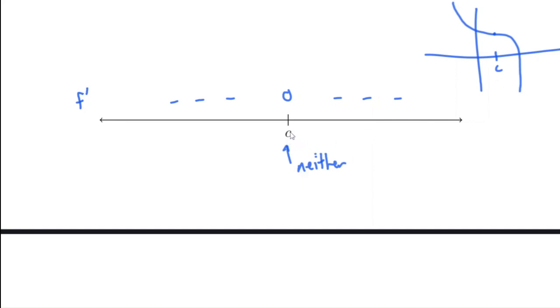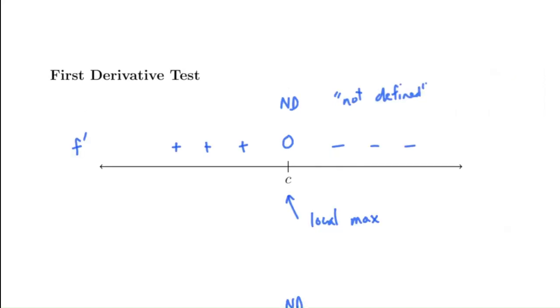So again, these critical numbers are candidates for where local extrema might occur. But you could have neither a local max nor a local min. Just because you have a critical number, it doesn't guarantee that you'll have a local max or a local min, but it's a candidate for where you could have one. And that is called the first derivative test.